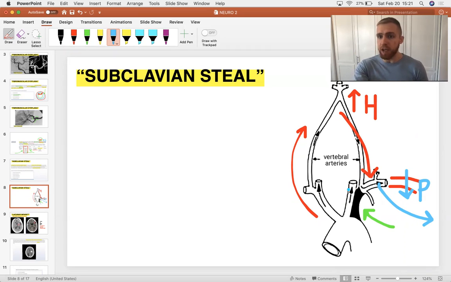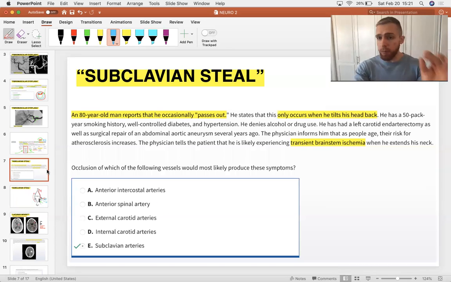And again, that blood is getting to the brain from the contralateral vertebral artery, which is not obstructed, which does not have atherosclerosis. So you want to understand the underlying cause of this is atherosclerosis, and that the patient is going to get really lightheaded, especially when they perform any motions with their shoulder that would further occlude or obstruct this atherosclerotic subclavian segment. So here's a question that has subclavian steal basically as the answer choice.